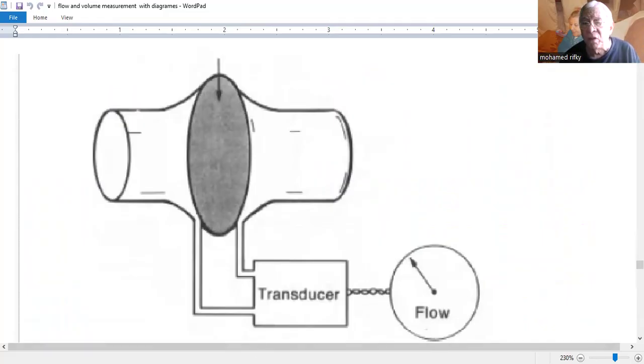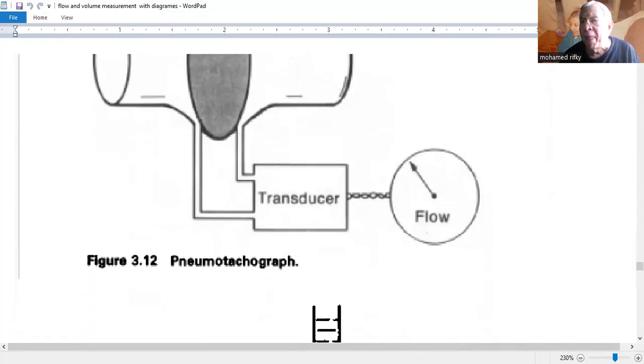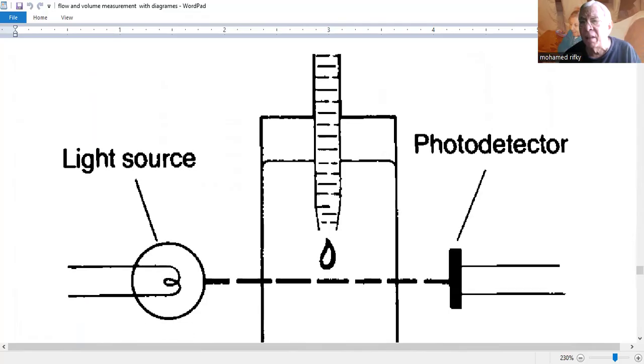And this is a transducer to change the pressure difference, pressure to flow. Of course, you may be asking what's the meaning of transducer. It is a device to change one signal to another signal, suppose electrical to whatever. This is the measurement of the volume of liquid.